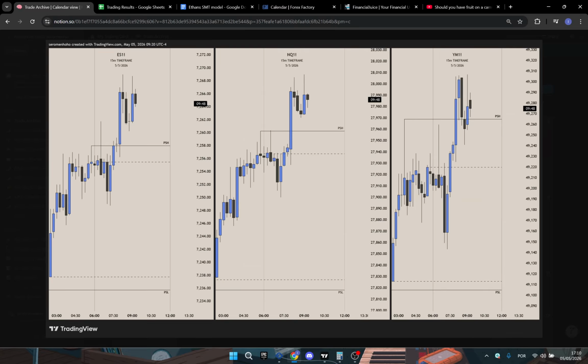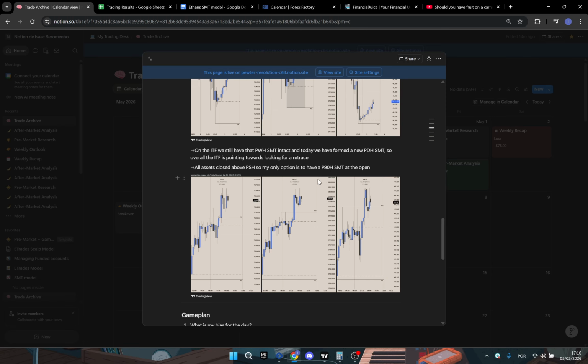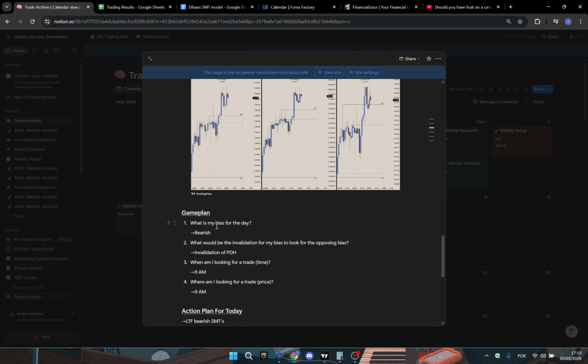I would be looking for a previous 90-minute high SMT at the open, because on the 50-minute chart we can see that all assets closed above previous session high, so there was no trade model for the 15-minute. So yeah, bias for today bearish. Invalidation of my bias would be invalidation of the previous day high SMT. When am I looking for a trade? It's 9 a.m. And where am I looking for a trade in price? I'm looking for a previous 90-minute high SMT. So yeah, action plan is low time frame bearish SMTs.